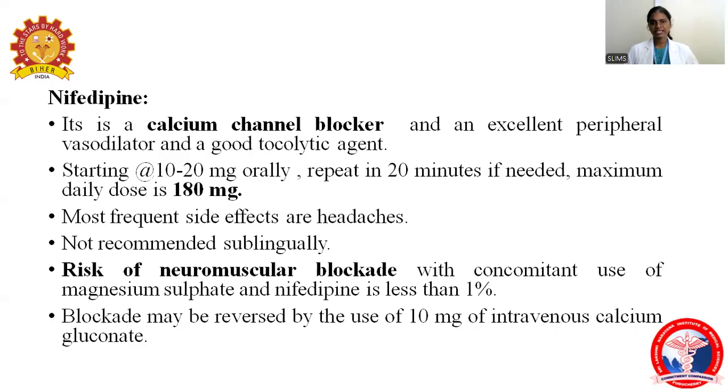Next is nifedipine. It's a calcium channel blocker and an excellent peripheral vasodilator and a good tocolytic agent as well. The dose starts at 10 to 20 mg orally and can be repeated in 20 minutes if needed, up to a maximum dose of 180 milligrams. The most frequent side effect is headache. It's not recommended sublingually. The risk of neuromuscular blockade with concomitant use of magnesium sulfate and nifedipine is less than 1%. Blockade may be reversed by use of 10 mg of intravenous calcium gluconate.